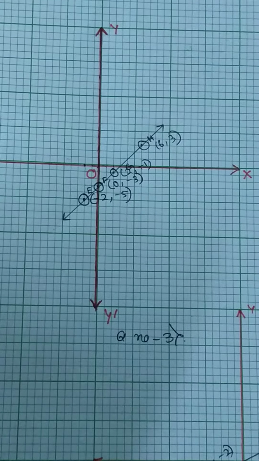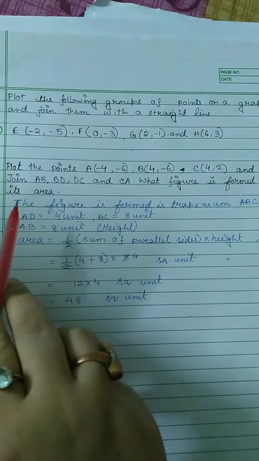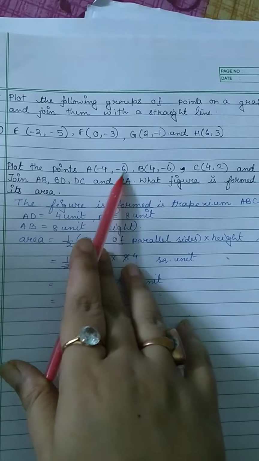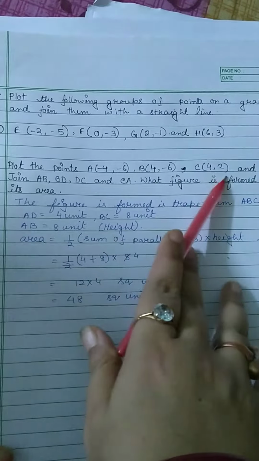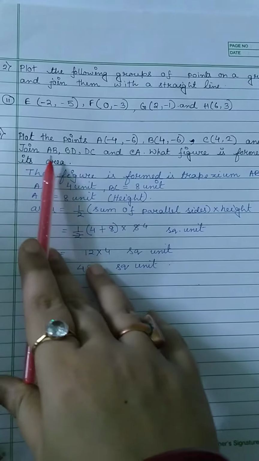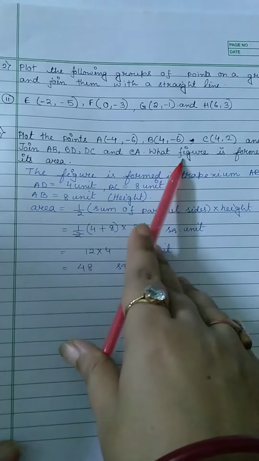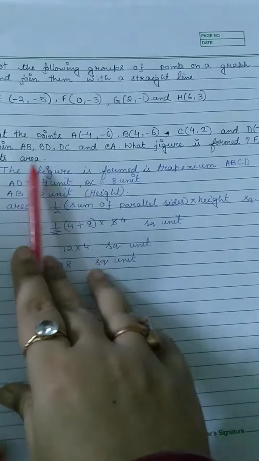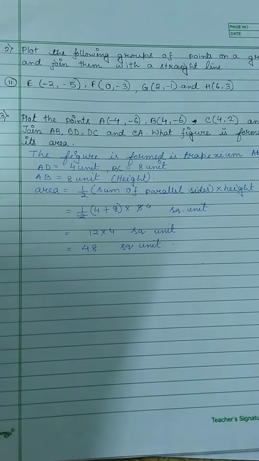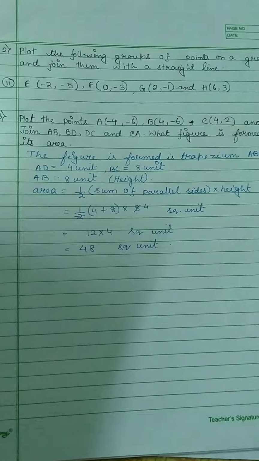Next question, see what is given. This is question number 3. Plot the points A, -4, -6; B, 4, -6; C, 4, 2 and D, -4, -2. Join AB, BD, DC and CA. What figure is formed? Find its area. So first have a look at how the plot looks.